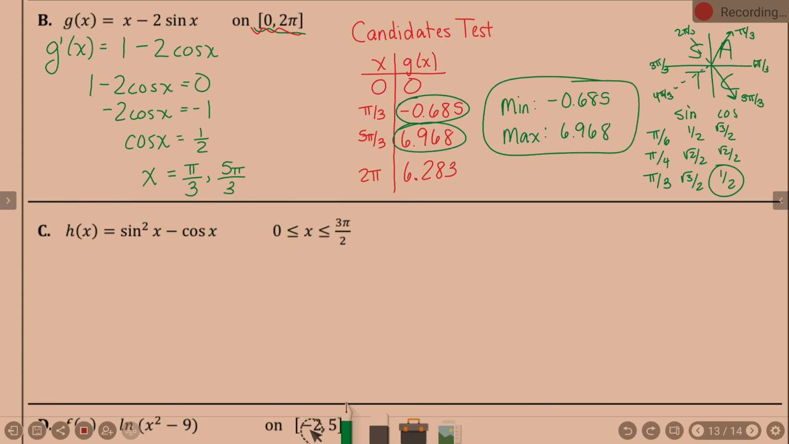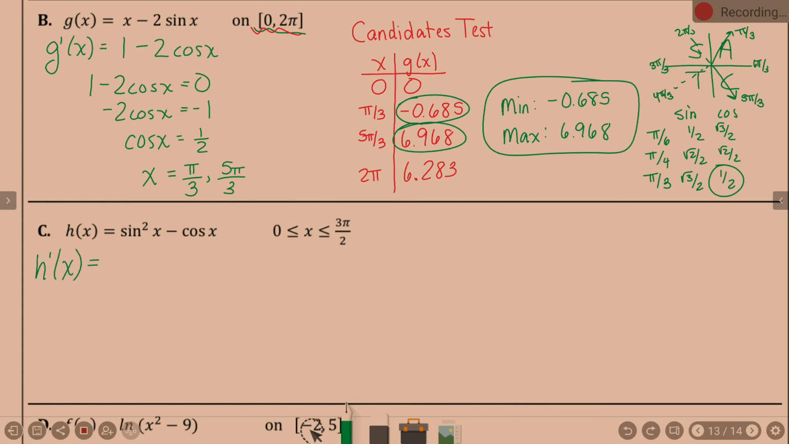Okay, and I could graph all of these on the calculator and show them to you, but I want to keep us moving. Okay, C: sine squared x minus cosine x. Those are two continuous functions, so we should still be continuous, which means we're going to find our derivative.